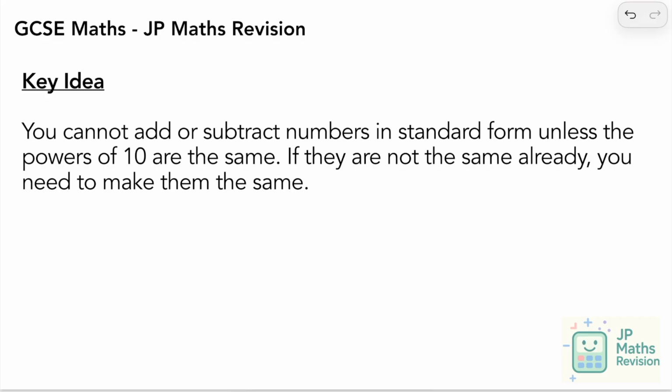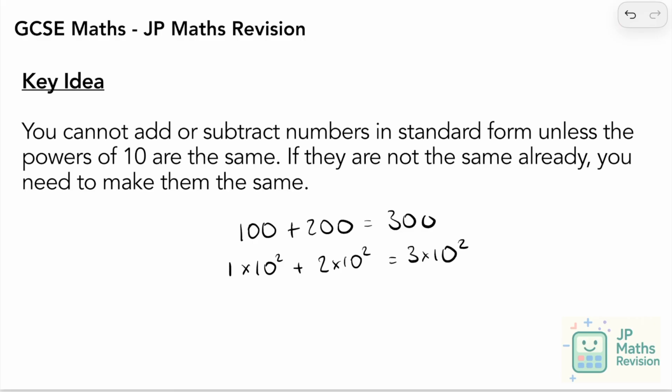If we think of an example, I know that 100 plus 200 is equal to 300. So 100 is 1 times 10 to the 2, and 200 is 2 times 10 to the 2. So 300 is 3 times 10 to the 2. You can see here that 1 plus 2 makes 3, and the power of 10 part stays the same.